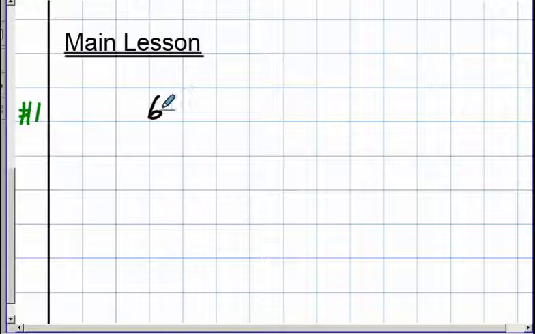Look at a straightforward one here. So write this down, boys and girls. That's all of you, without any exception. 6 to the power of 4 times 6 to the power of 8.